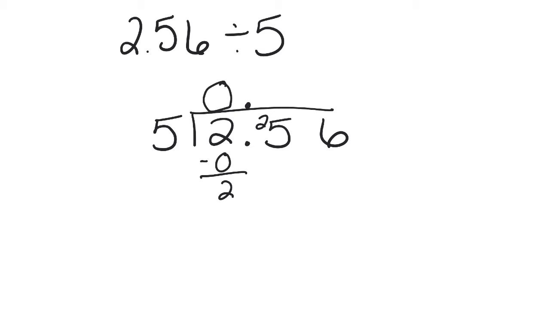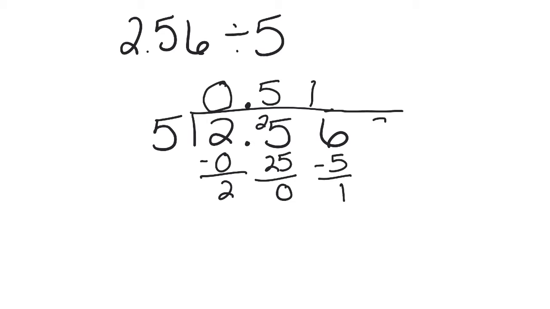So then we ask ourselves, how many times will 5 go into 25? Well, that's 5 times. 5 times 5 is 25, and there is no remainder, so we have nothing to carry over. And then we ask ourselves, how many times will 5 go into 6? That's 1 time, and 1 times 5 is 5. Subtract that, we have 1 remainder. So remember, when we have remainders now with decimals, we have to add that 0 and keep dividing. So you're going to carry this, and it becomes a 10. 5 goes into 10 twice. So our final answer would be 512 thousandths.